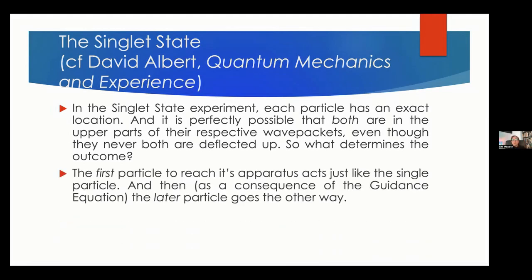And the answer, it's a very simple answer in the non-relativistic theory, is that the particle that gets to its detector first does what you expect. If it's above the midline, it goes up. If it's below the midline, it goes down. And the particle that gets to its detector second is automatically required, or it follows from the equations of motion, that it'll do the opposite thing.